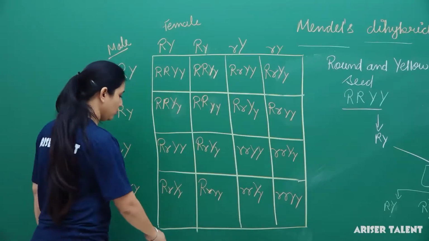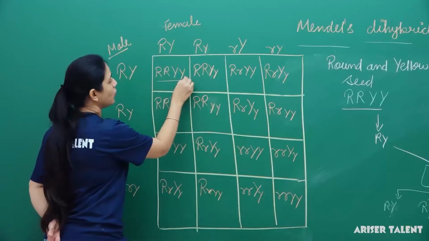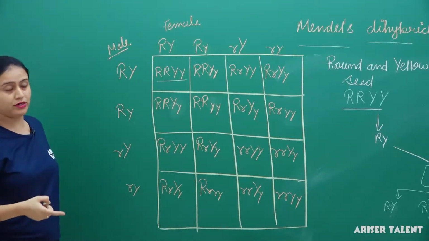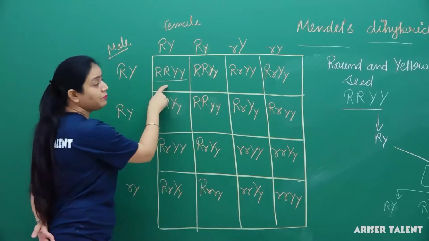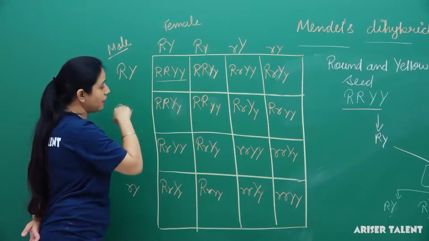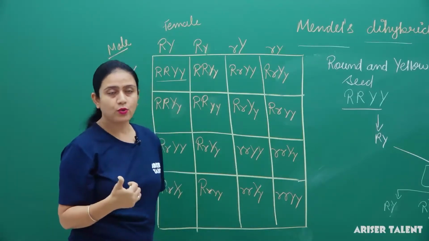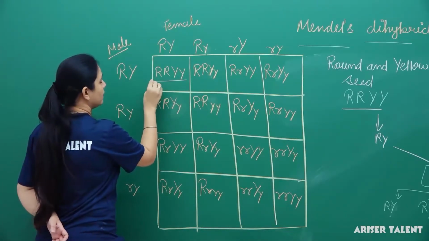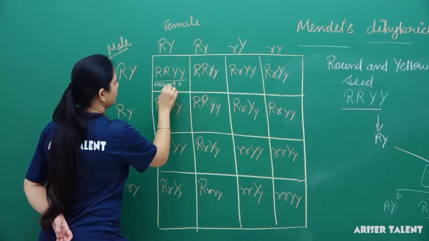Now let me explain what the result was here. Here we can see capital R means the round shape is dominant, as well as capital Y is dominant. So this is the pure plant, because it contains all the dominant qualities. So what will it be? It will be round and yellow.